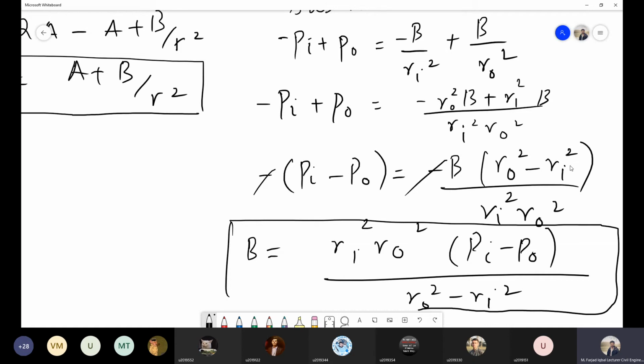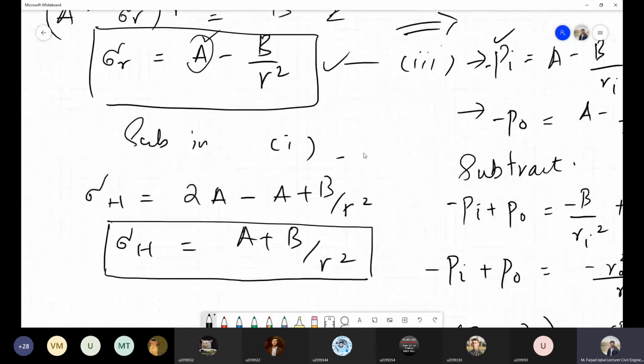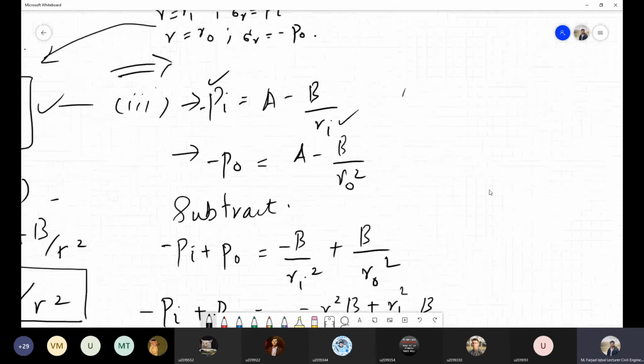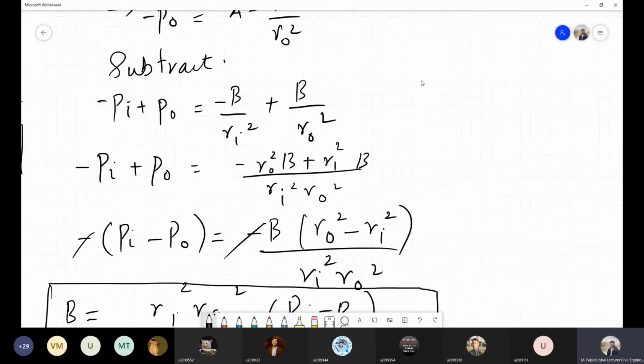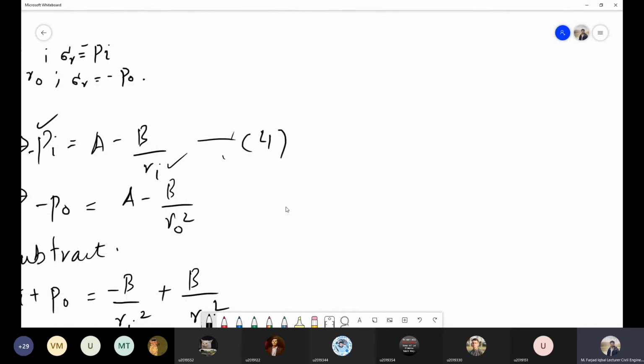Now we have represented this constant in terms of internal radius, external radius, pi, p naught, and the two radii again. If I substitute this b in this equation, I can get one equation, but since we have one constant a over here as well, we need to find the value of a as well. So let's call this equation 4, and if I substitute this b which I have calculated into equation 5, I am going to get the value of a.